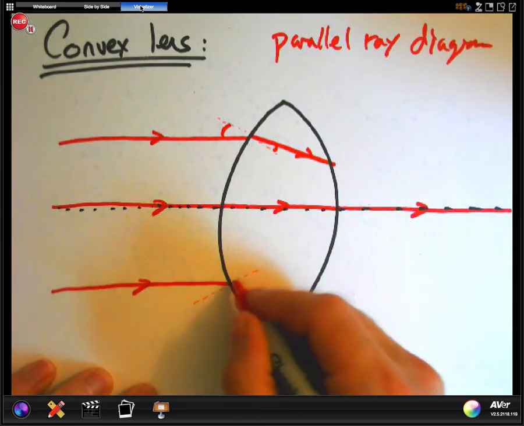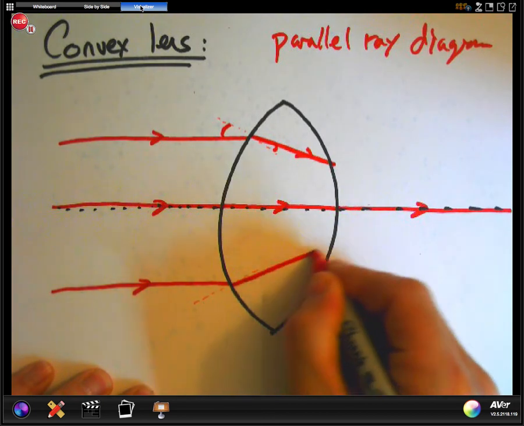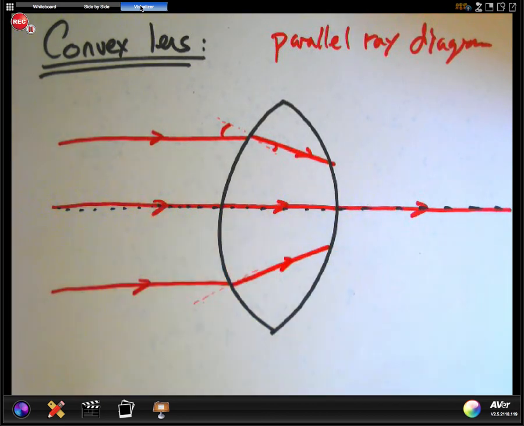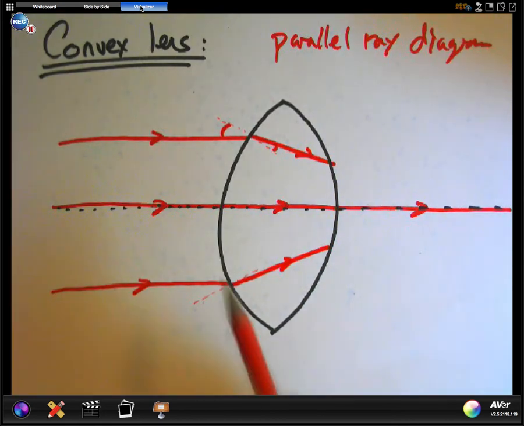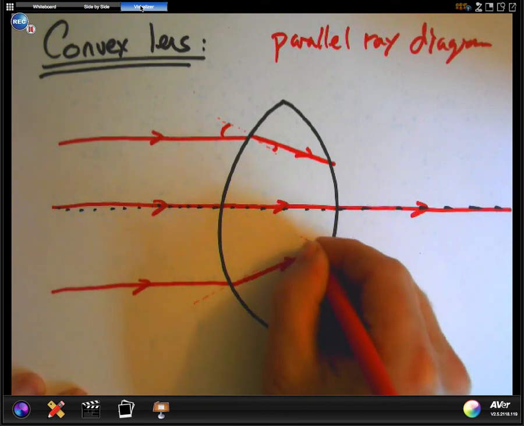Same thing here, very similar, like that. And so you can see why these convex lenses are called converging lenses. Those parallel rays are starting to come together. Now let's see what happens when it travels back out.